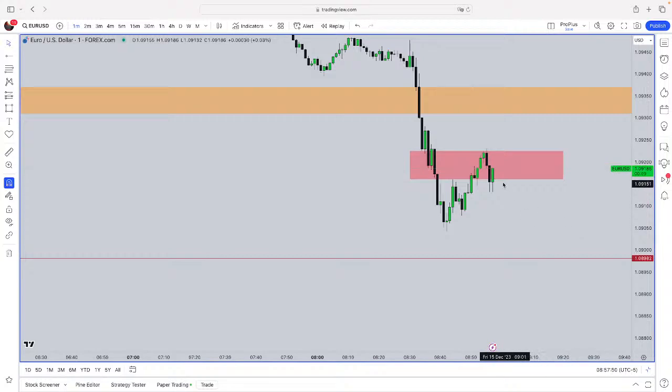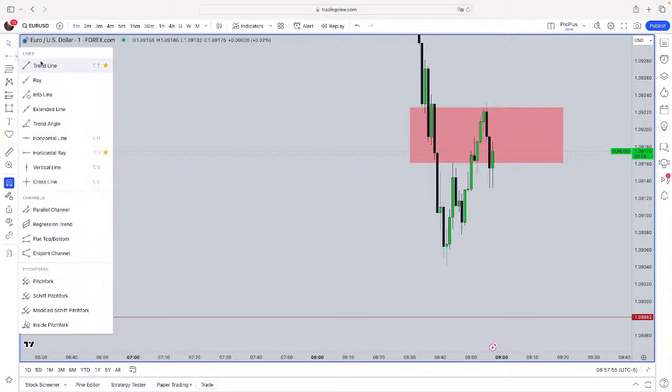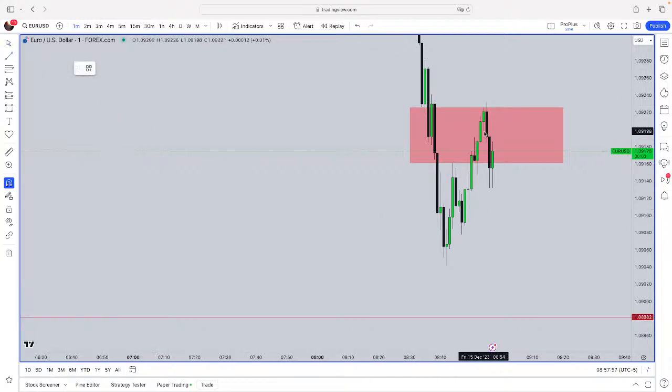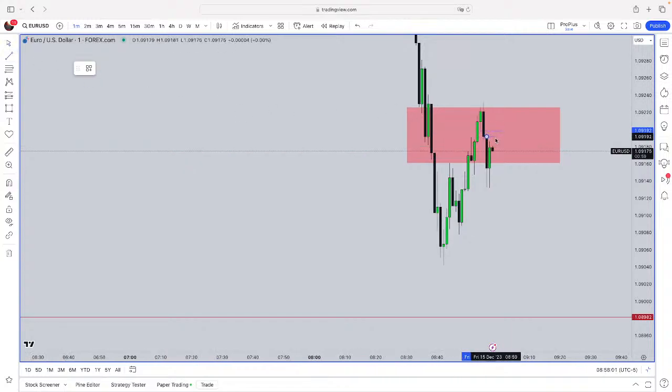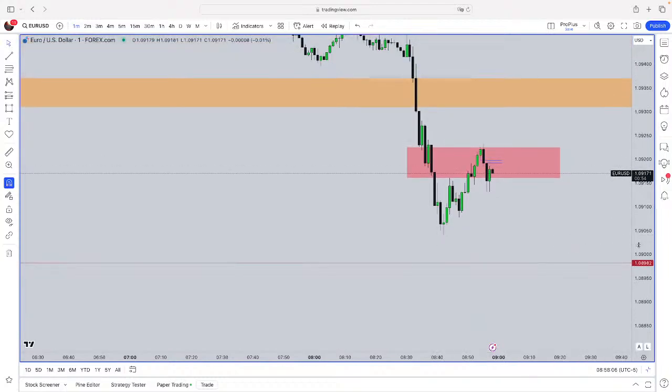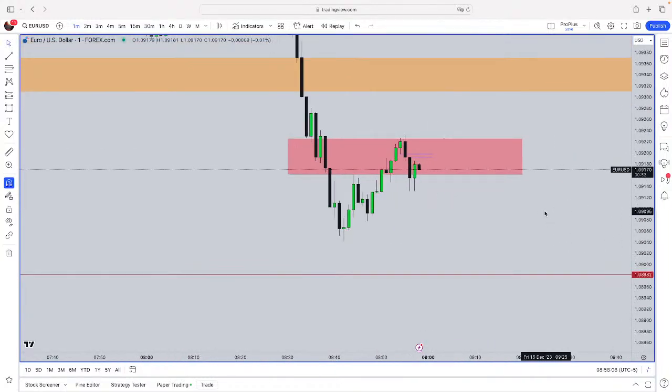So there's a little inefficiency between these three candles here. If that gets left open, then that'd be a breakaway gap, and it would run further down quickly.